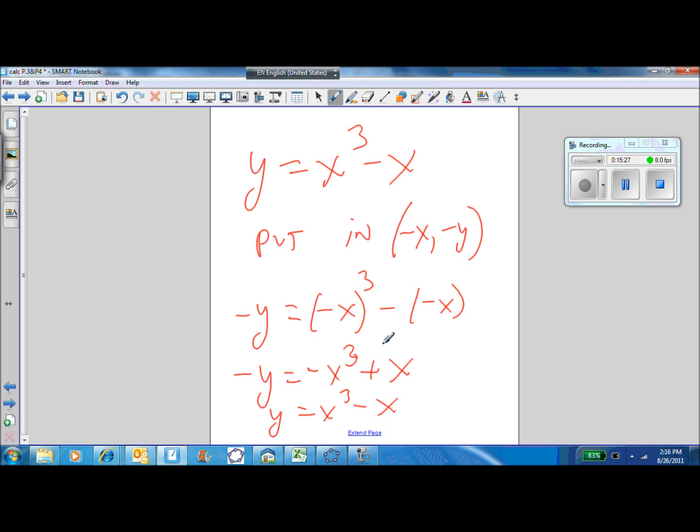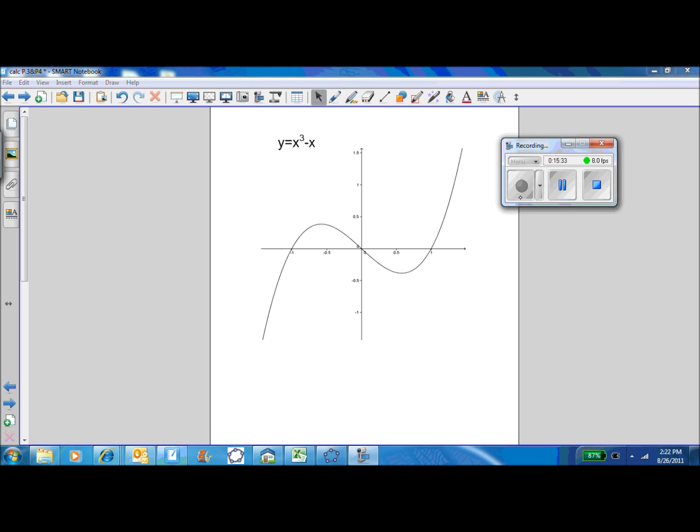And to verify this, I want to show you a quick graph. So here comes the graph. And here's y equals x cubed minus x as a graph. And you can see that right in the center here is our point of symmetry. And if you rotate it 180 degrees, it will come back onto itself. So that's a visual illustration of why this has symmetry over the origin.